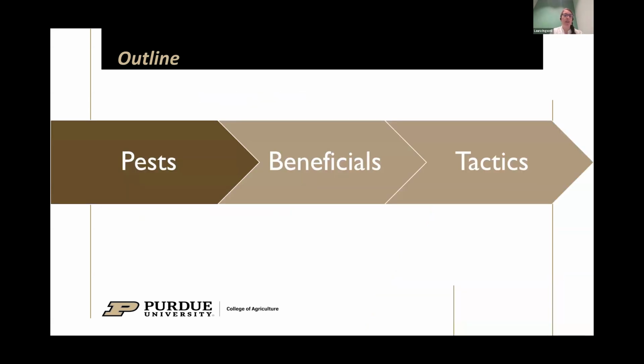So first I'm going to go over sort of a fast review of what the pests are in these systems and particular things that we need to know about their biology and the potential damage they can cause in our cucurbit crops. Then I'll review some of the beneficial organisms in our region in particular that we find in these cropping systems. And lastly, talk about how do we integrate tactics for management.